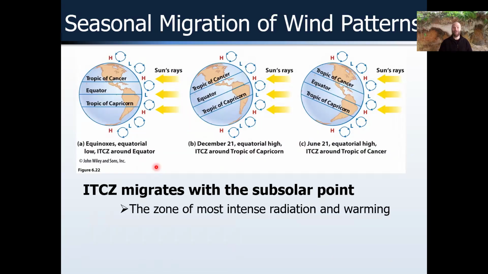All right, so let's explore the ITCZ in a little greater detail. And so again, Earth is not perfectly perpendicular to the sun. We're tilted and then we're revolving. And so there's a point in time where the northern hemisphere is tilted away from the sun, and the subsolar point is located directly above the Tropic of Capricorn.